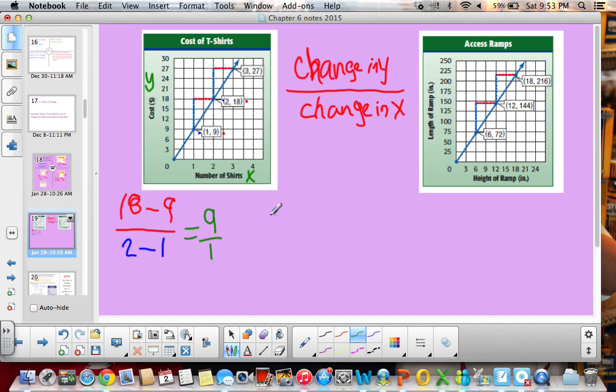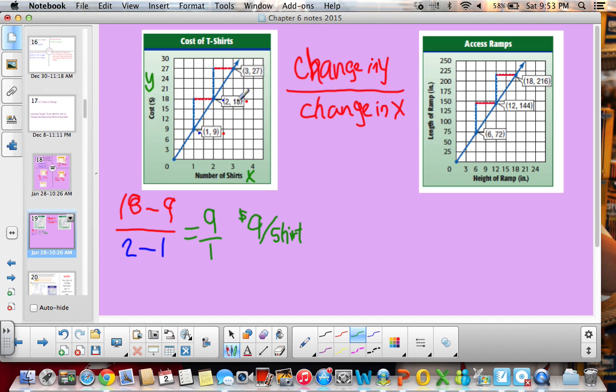So it's telling us that it is $9 per shirt, which makes sense. For 1 shirt, it is $9. 2 shirts, it's $18. 3 shirts, it's $27. So it's super important to know that when you subtract your values, you have to go in the same order.